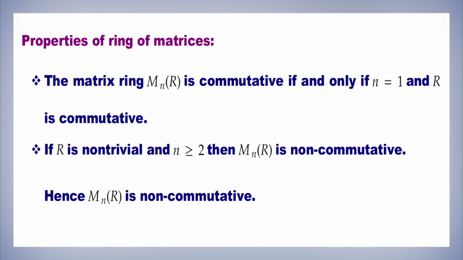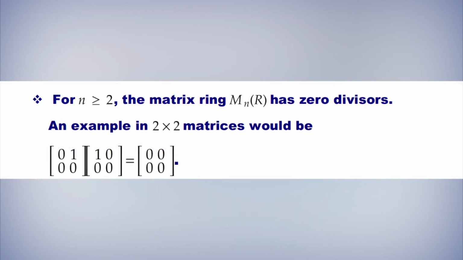Finally, let us see some properties of the ring of matrices. The matrix ring Mn(R) is commutative if and only if n = 1 and R is commutative. If R is non-trivial and n ≥ 2, then Mn(R) is non-commutative. For n ≥ 2, the matrix ring Mn(R) has zero divisors. An example in 2 by 2 matrices would be [0 1; 0 0] times [1 0; 0 0] is equal to [0 0; 0 0].